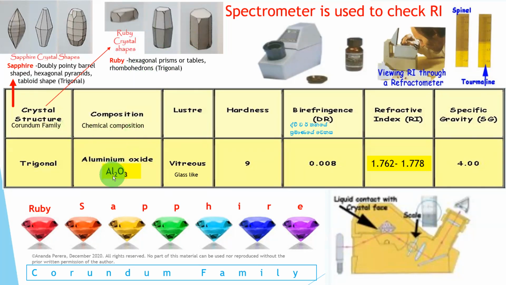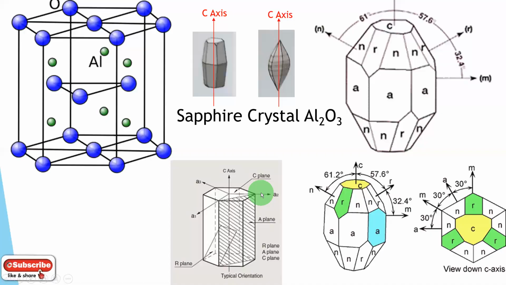Chemical composition is aluminium oxide, Al2O3. Luster is glass-like, vitreous. Very nice luster. Hardness is 9. Birefringence, the difference between these two values, is 0.008. Then specific gravity, SG, is 4.00. Now you can understand these appearance values too.